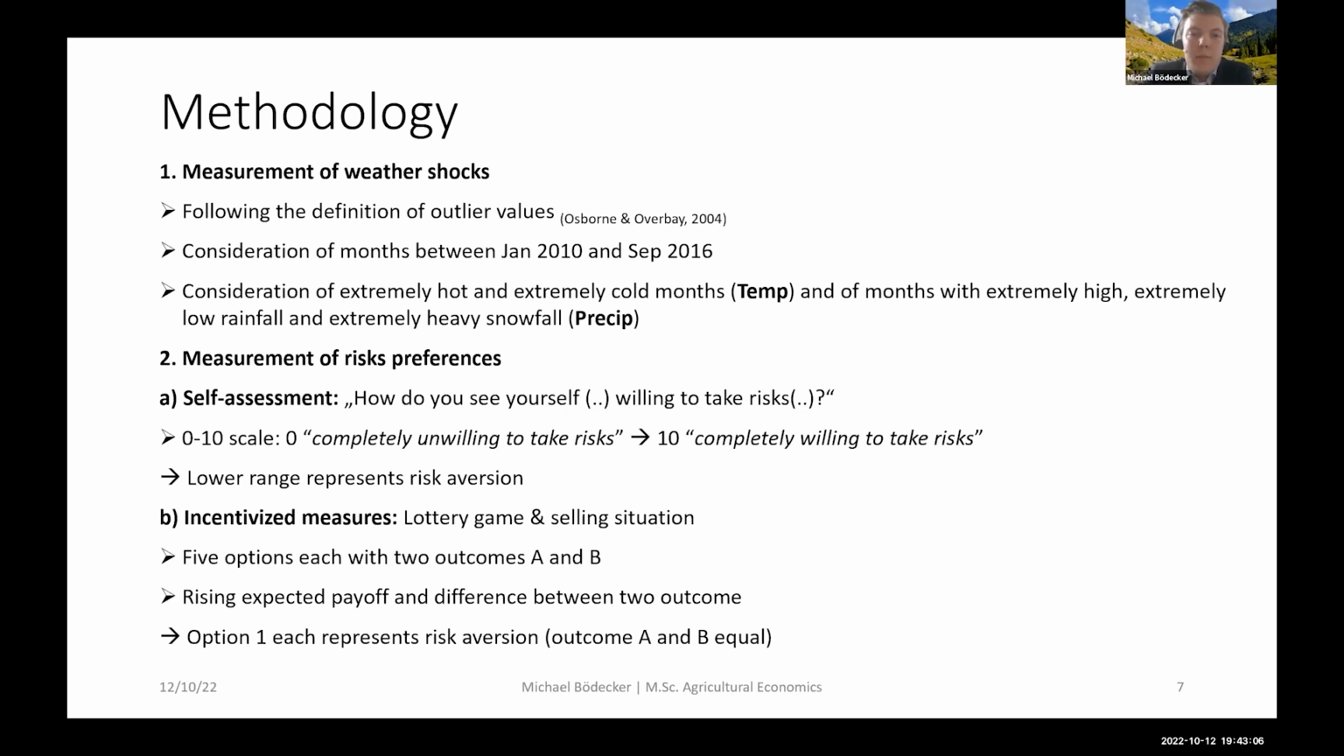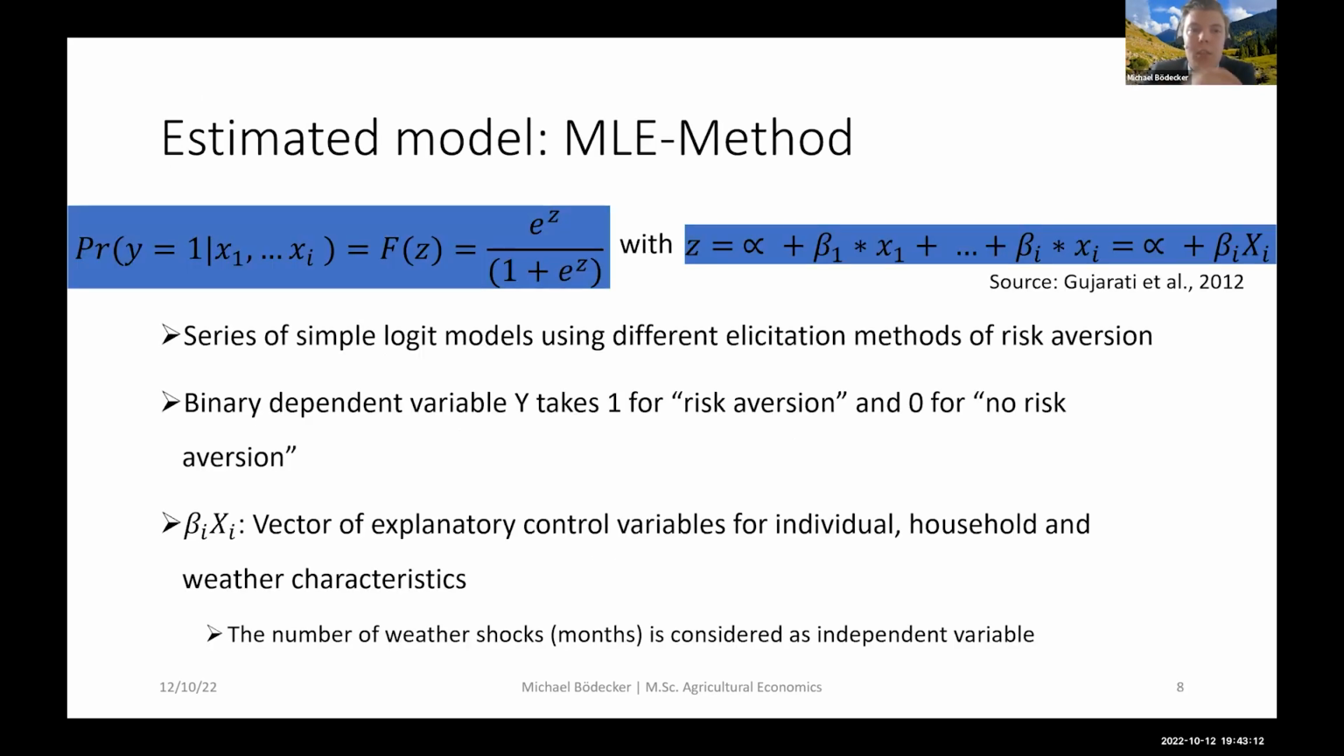And for the model, I used the multi-logit model. So I used the incentivized measure as dependent variable for risk aversion, which takes 0 for no risk aversion. And I used the same approach for the self-assessments. I compared the models to investigate whether there are differences in the effect of weather shocks. But I also took some other explanatory control variables which were used in other studies, to compare the effects and see how it relates to the literature. And the number of weather shocks calculated in months is considered as the independent variable.